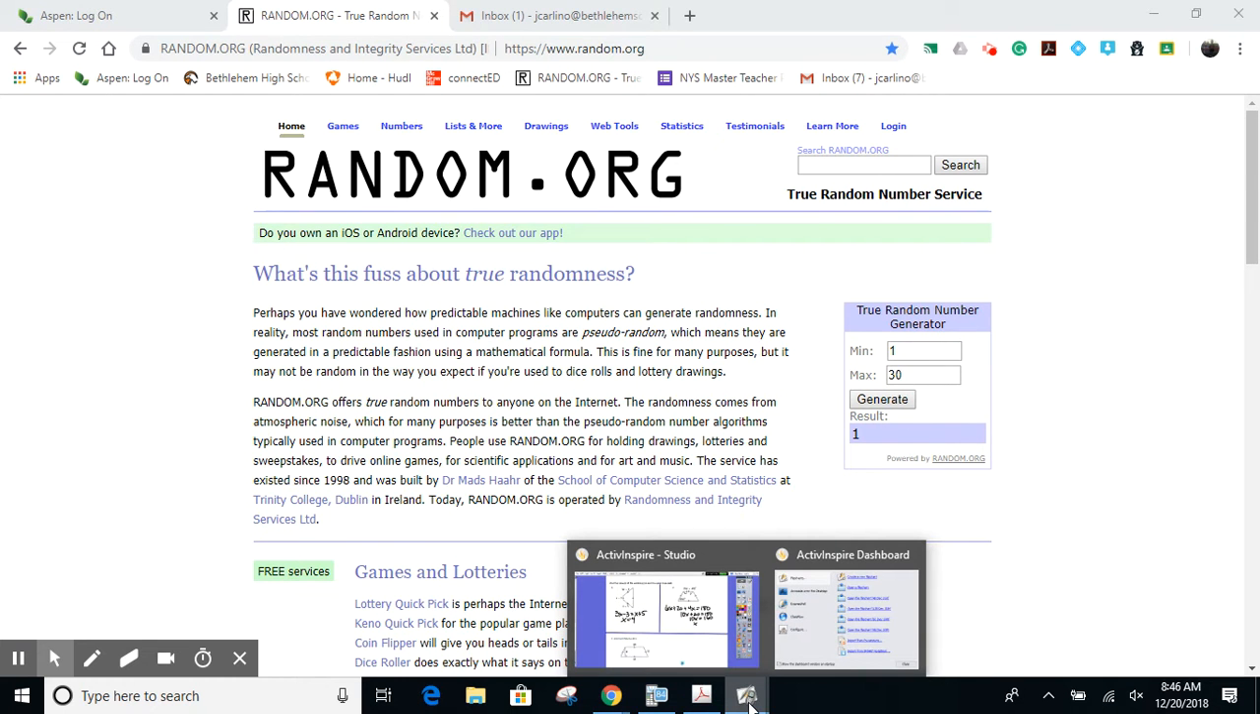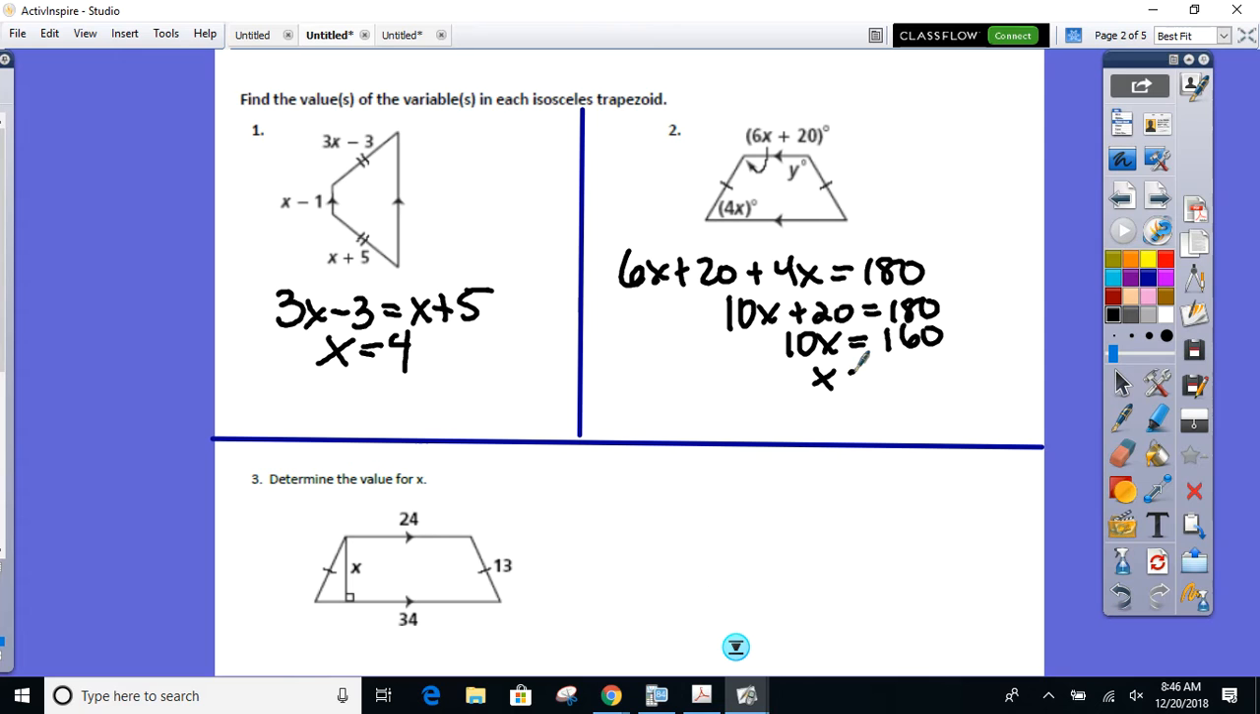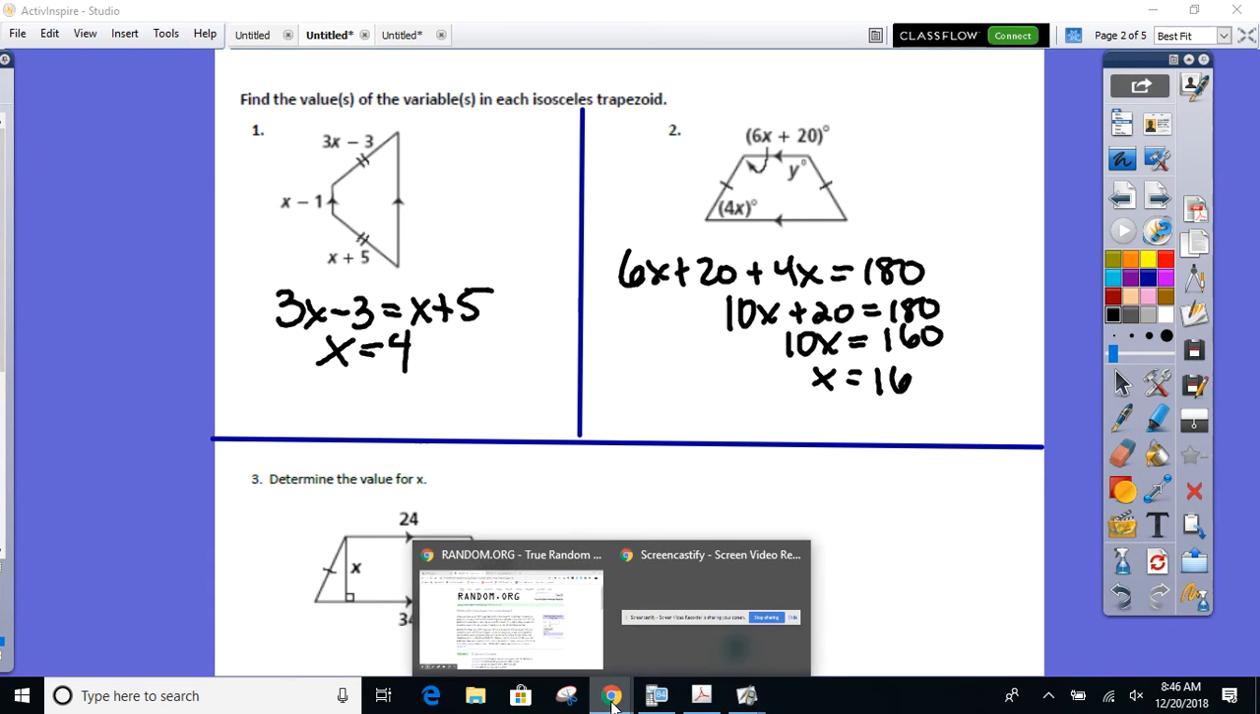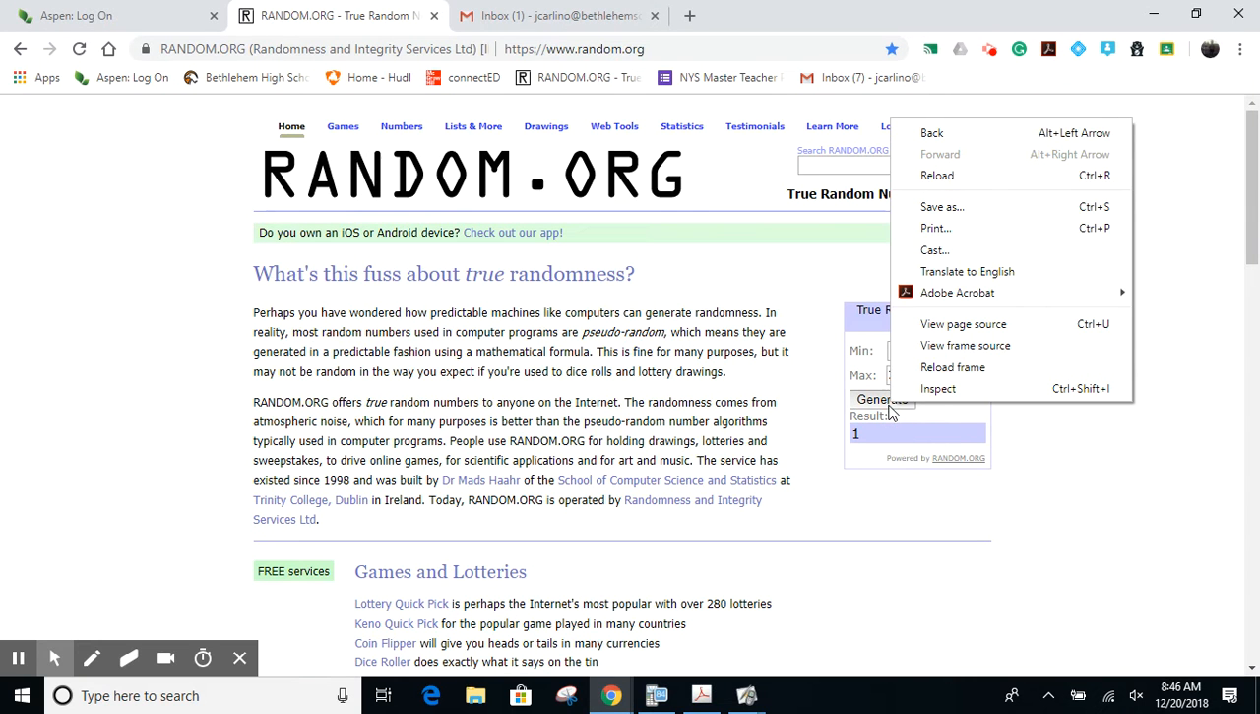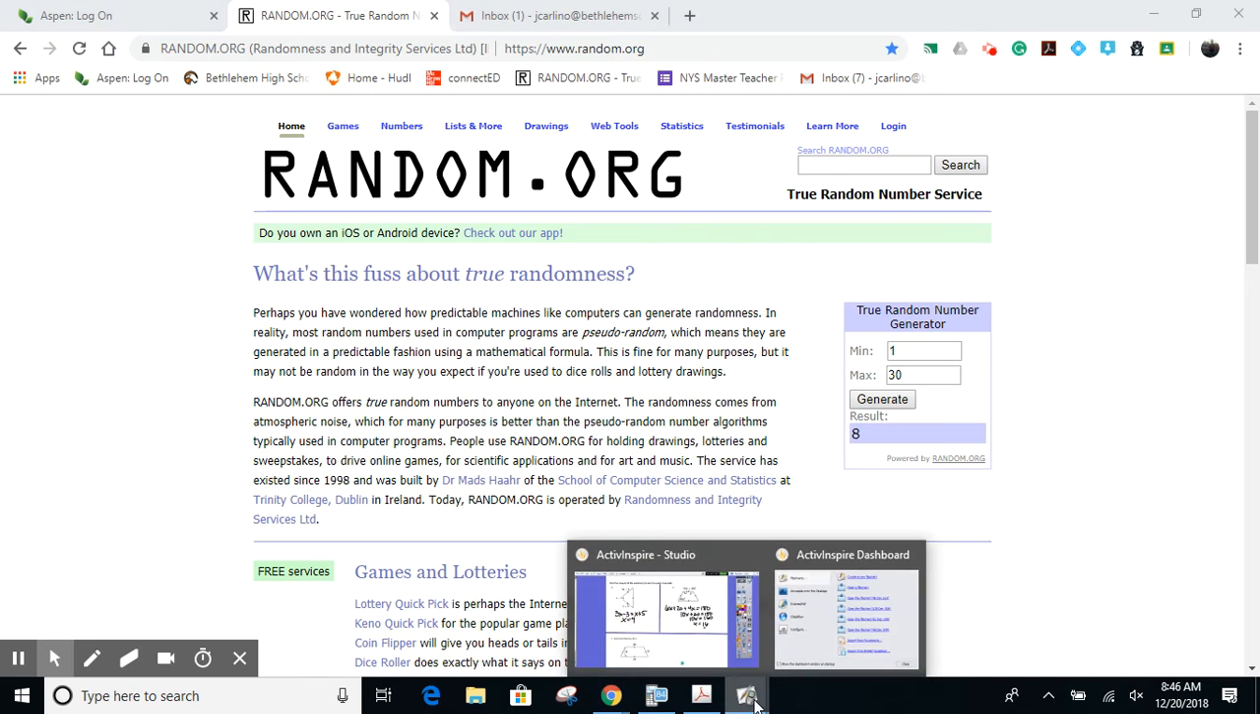Number 1, value of x. 16. Okay, whoa, I don't know where everyone's going because we got 2 variables to solve for. It just doesn't say find x, just find all variables. Okay, so thoughts on how I can get to y now? What do you got for me? 8?